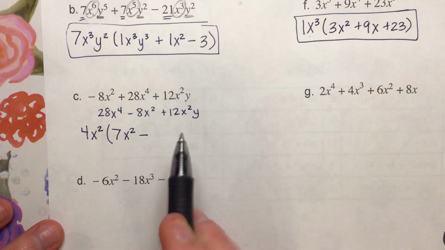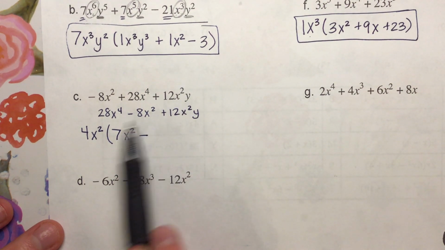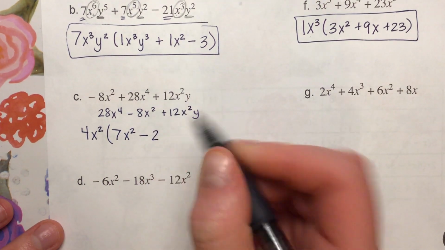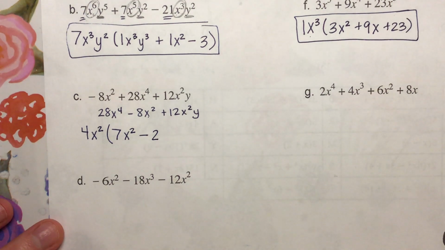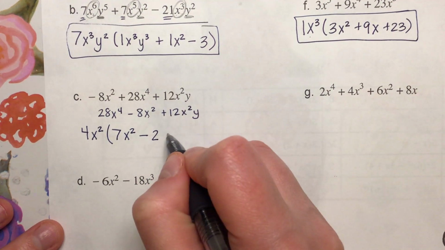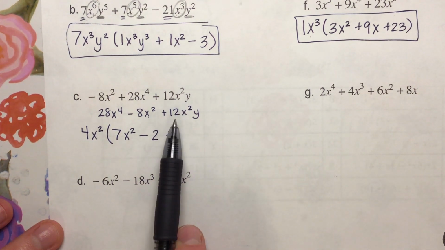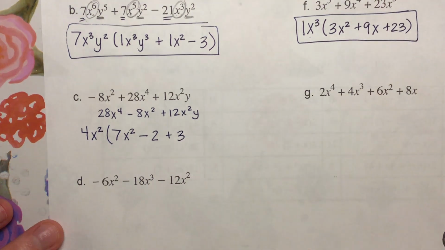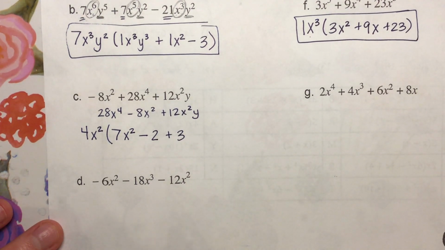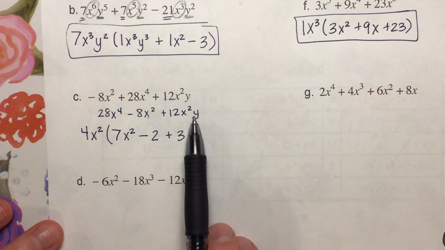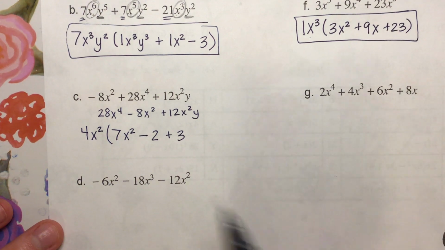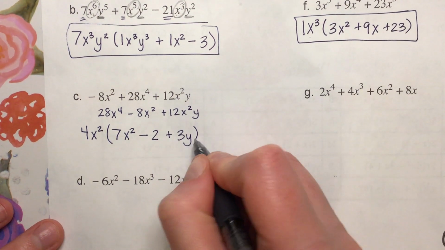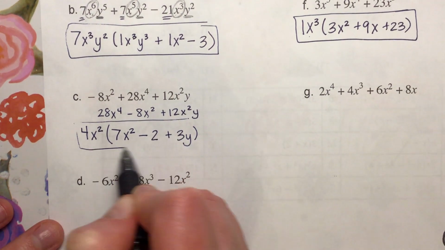Then I put my minus sign. 8 divided by 4 is 2. X squared divided by x squared cancels each other out. I don't have to write it. And finally, I have plus 12 divided by 4 is 3. X squared divided by x squared cancels each other out. And then I have y. It's not being divided by anything other than 1. So I have to tack that y on there because it has not been factored out.